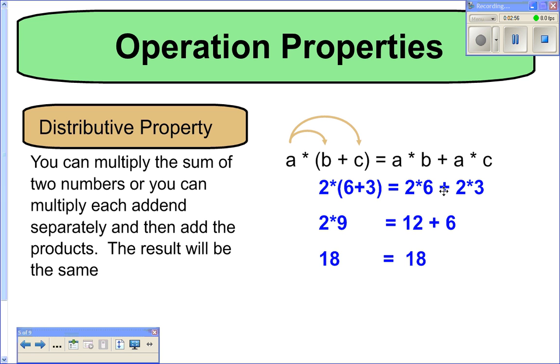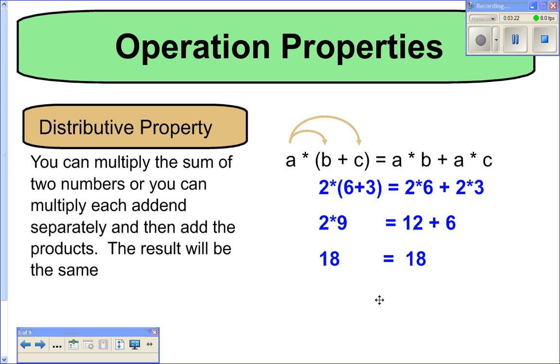So you're going to multiply each addend separately, the 6 and the 3. We're going to multiply that 2 by each addend, and then we're going to add the products of those two numbers. So 2 times 6 is 12, and 2 times 3 is 6. 12 plus 6 is 18. So we see here that the distributive property works.